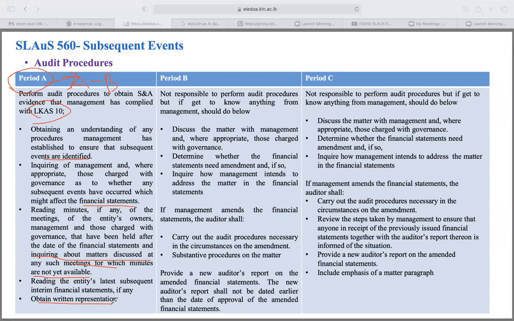Right? Am I clear? Why they are performing these kind of audit procedures is that because still they can gather evidence, because they don't issue the audit report in this period, right?